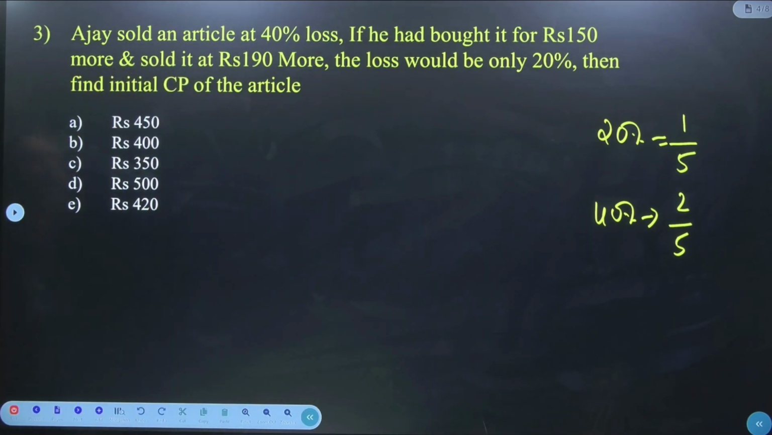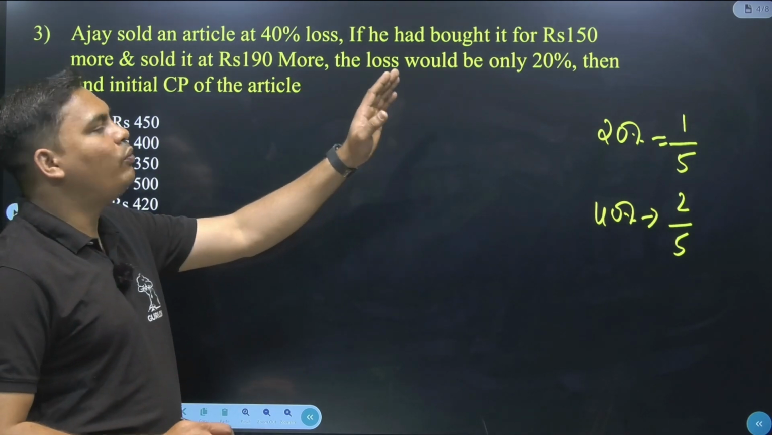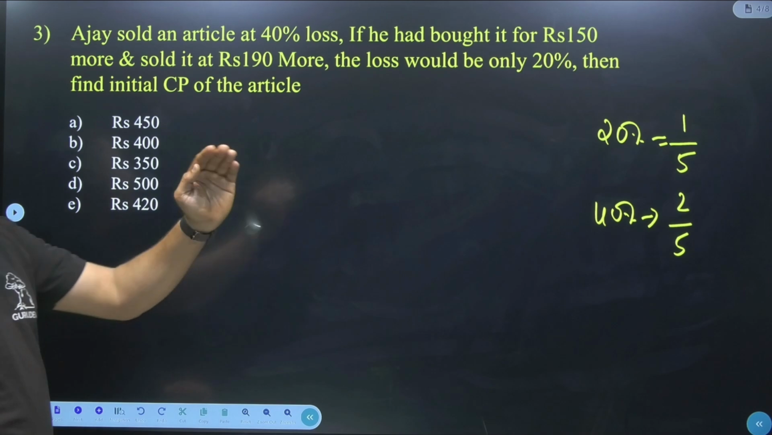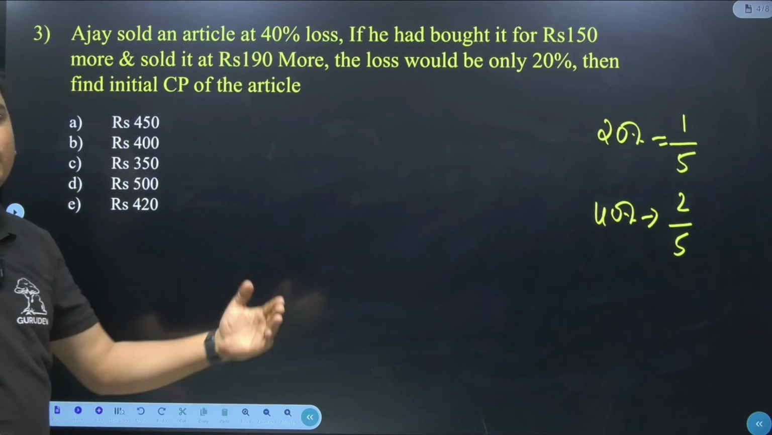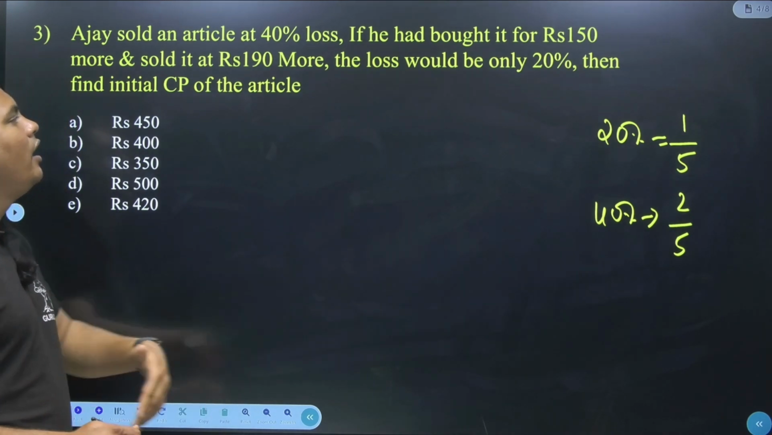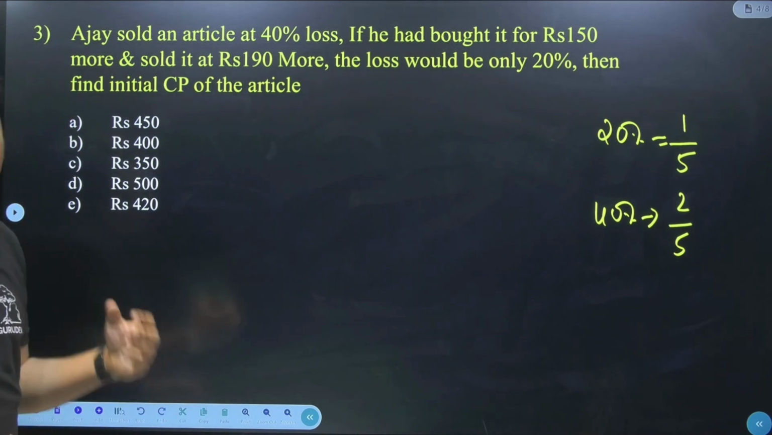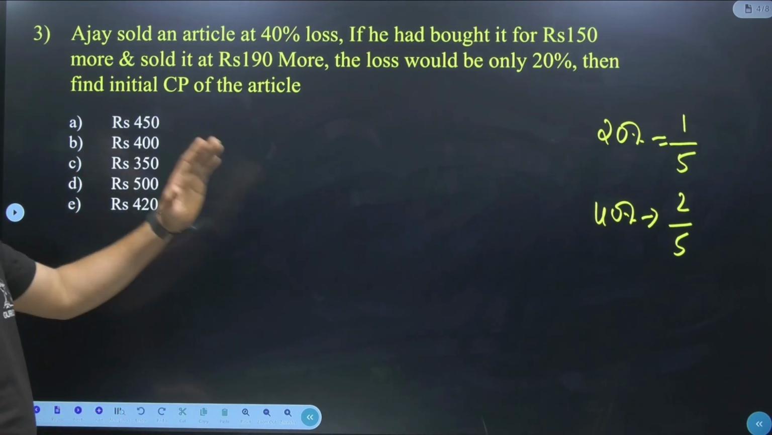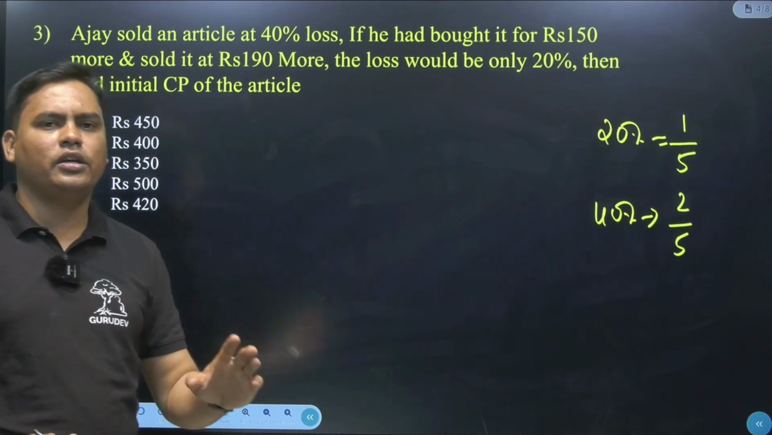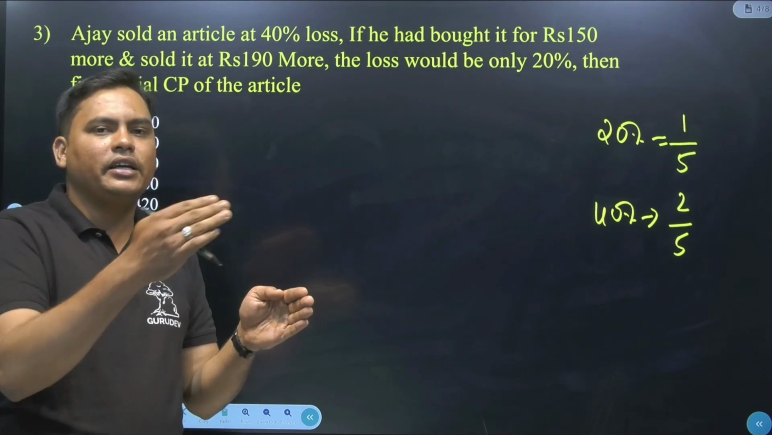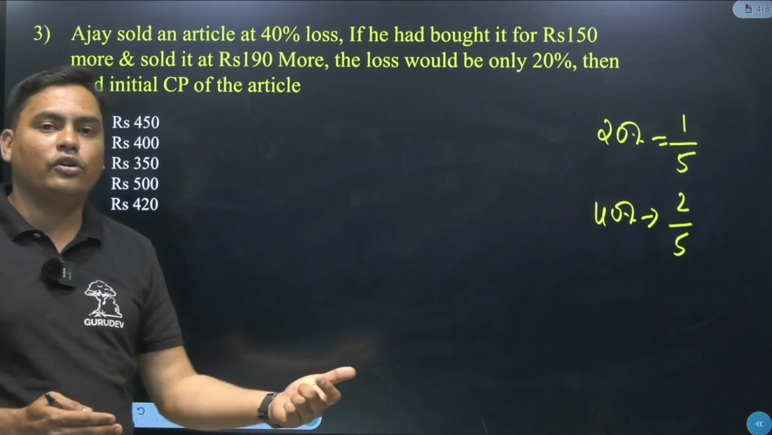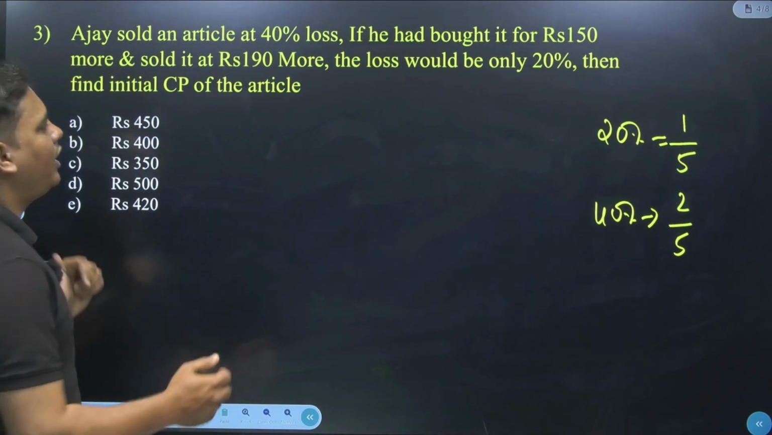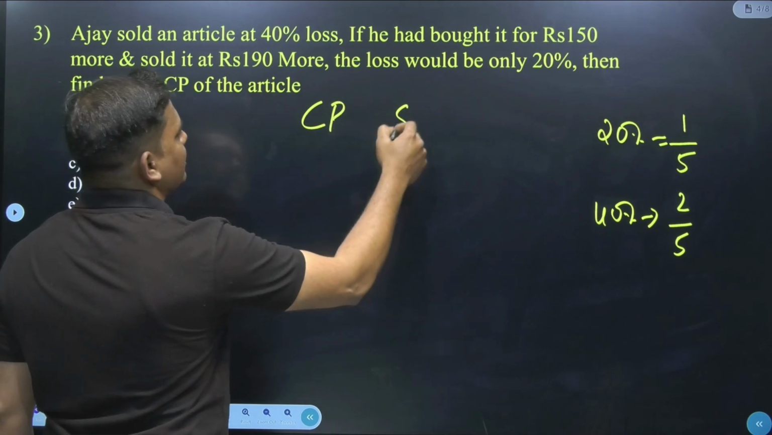Now read the question. Ajay sold an article at 40% loss. If he had bought it for 150 rupees more, that means the cost price is more here, and sold it for 190 rupees more, that means the selling price is also more here, the loss would have been only 20%. Then find the initial cost price of the article. It is the same question. As something has been added to one part of the ratio and something to the other, a new ratio is coming, so I should find the cost price initially. So what I can do here is go with the cost price and selling price ratio.